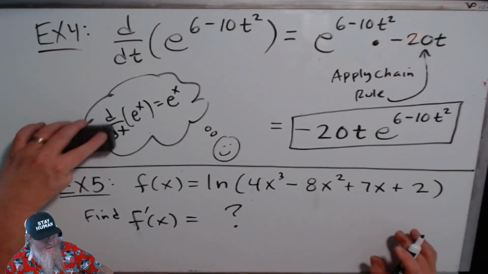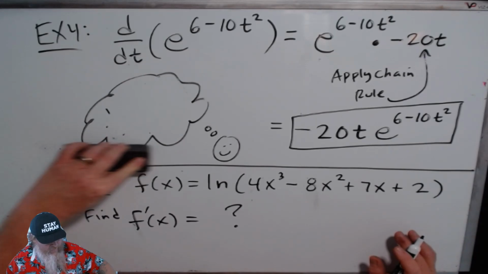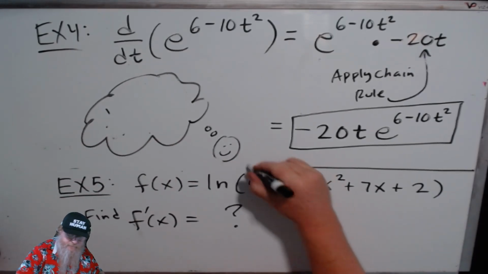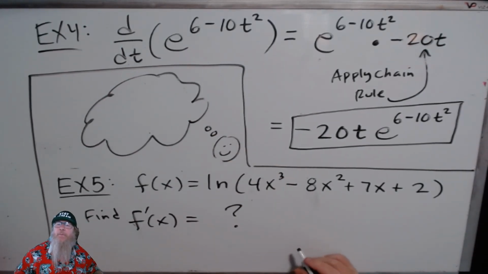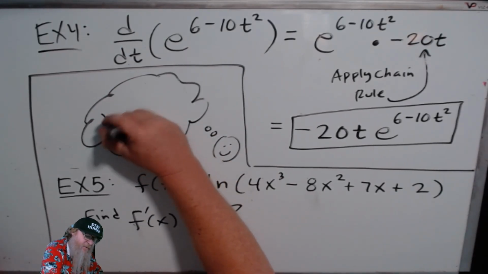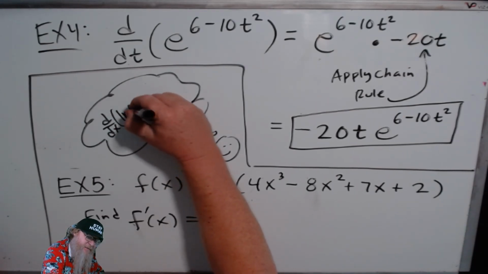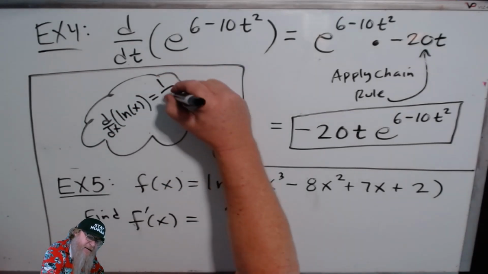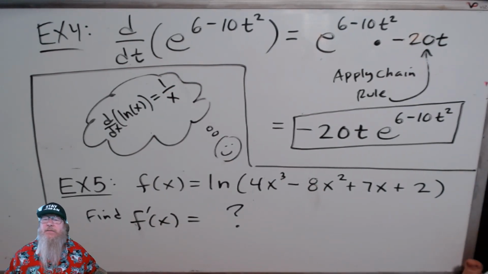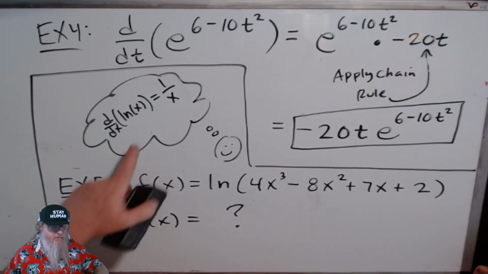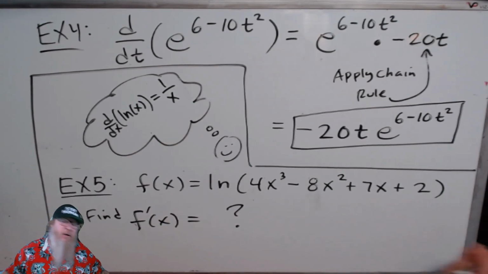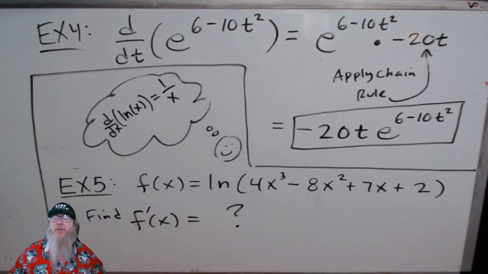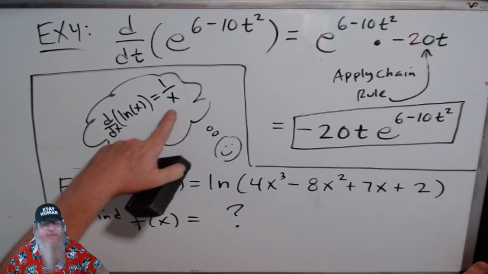Okay, let's do another little memory recall here. Keeping my brain cloud open here. The derivative of ln of x is 1 over x. Now, if this were a different type of logarithm, it would be a little more complicated. But for natural log, it is very simple. Derivative of ln is 1 over x.